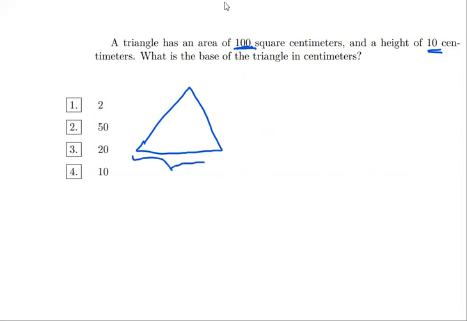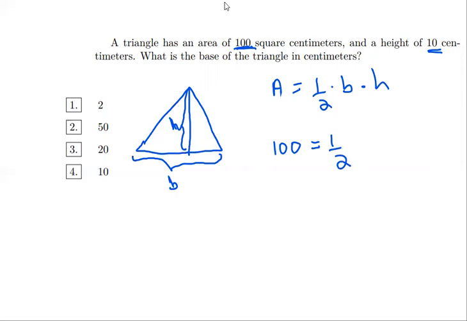So we are trying to find the base. This here is the base, and we'll call it B. And we're given that the triangle has a height here, which we will call H, okay? And the area of a triangle A is equal to half times the base times the height. So we do know what the area is. A is 100, which is equal to half times the base. We don't know what the base is as of yet. Times the height, and our height right now is 10.